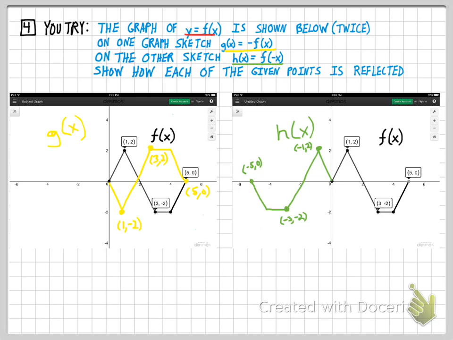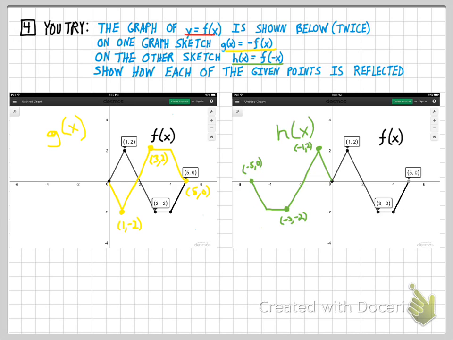Alright, here's the pictures you should have come up with. The left graph, g of x, which is negative f of x, is going to be a reflection through the x-axis. What we're going to expect you to do is be able to track those points. The point 1, 2 becomes 1, negative 2. The point 3, negative 2 becomes 3, positive 2. And 5, 0, if you take the opposite of 0, you get 0, so that point actually stays the same.